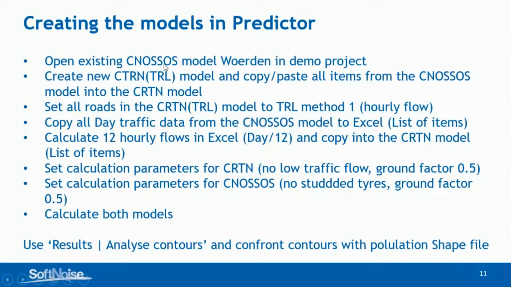I opened the existing CNOSSOS model of the demonstration project in Predictor, then created a new CRTN model, copy and pasted all items from the CNOSSOS model into the CRTN model. I set all roads in the CRTN model to TRL method 1. Then I used Excel. I copy and pasted from the list of items to Excel, changed it over there, and copied it into the CRTN model. Then I set the calculation parameters correctly for both CRTN and CNOSSOS, and then I calculated both models. And then I used the results analyze contours option to confront the contours with a demographic population shapefile.